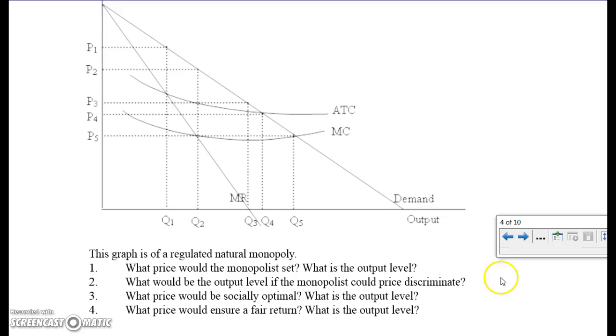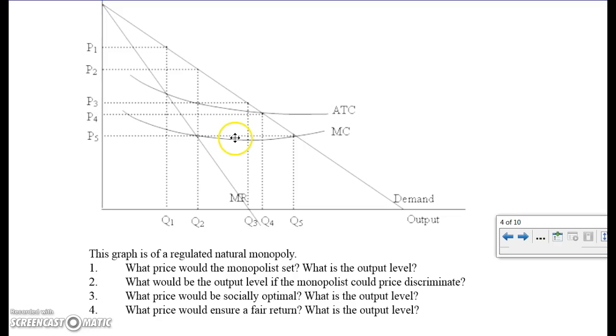Okay, so here are the answers for this graph. What price would the monopolist set? For a monopolist, you want to look for where MR crosses MC, right? And go up to the demand curve, and it tells you the monopolist would charge P2, and they would produce Q2 level of output.